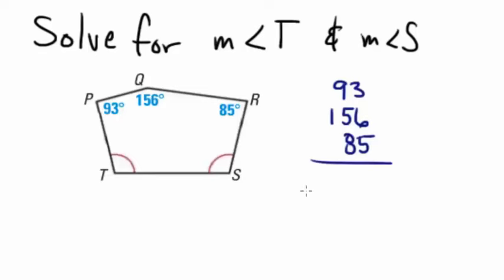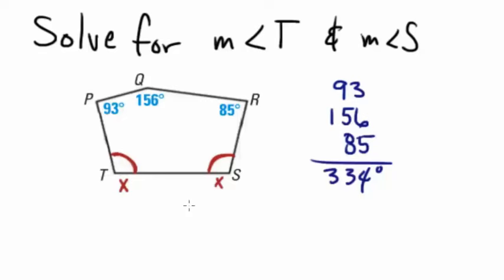So first thing I'm going to do is just add up these three. So this is 334. So between P, Q, and R, they add up to 334 degrees. Now I have no idea what the measure of angle T or S is, but I know that they're both the same. This right here and this right here, this notation means that they're congruent. Okay, so I don't know what it is, so I'm just going to call it X. So an X here and another X here.